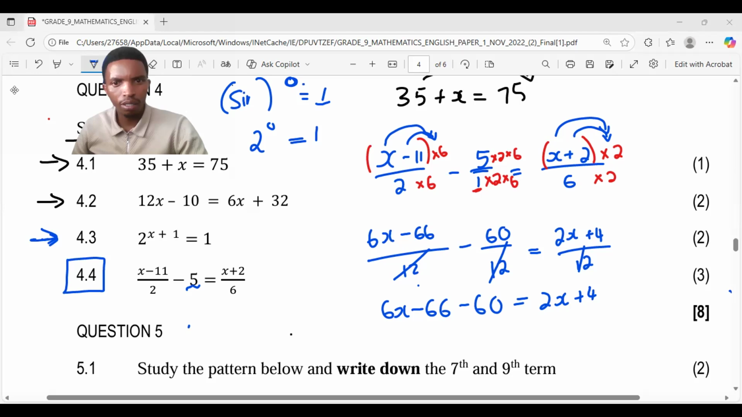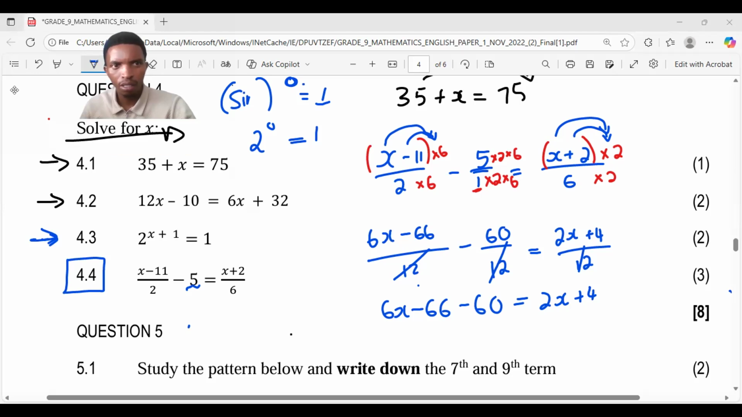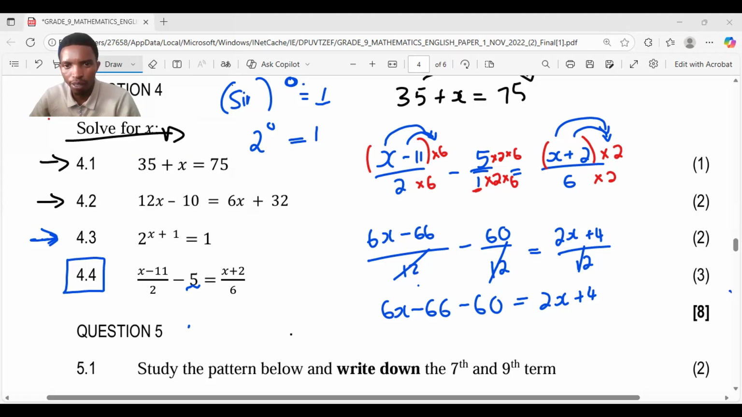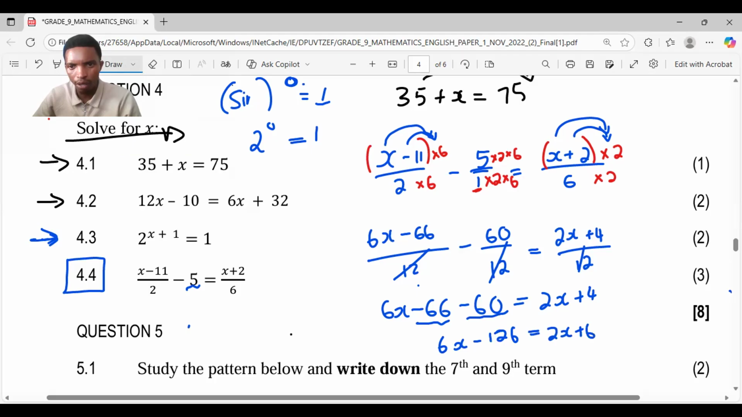So for this one, what we'll then do is take 6x, negative 66 minus 60. How much is it going to give us? Negative 126. Yes, negative 126. And then now we take this one over to that side.